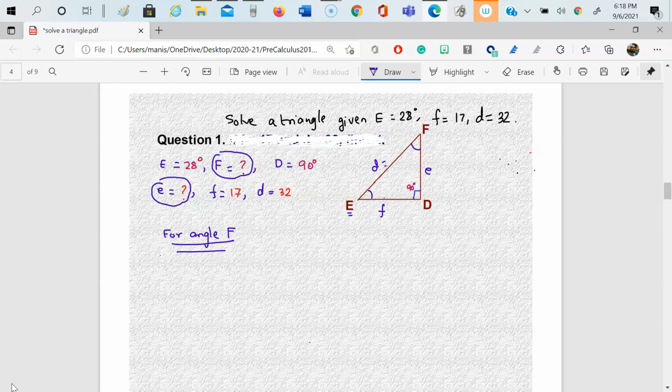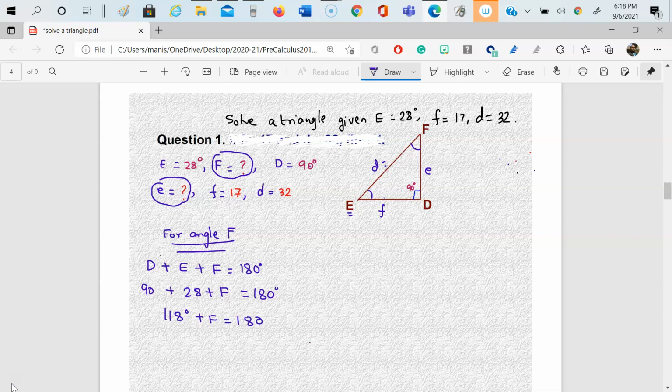Whenever you are finding an angle, you all know the angle sum property of a triangle. The sum of the three angles in a triangle is equal to 180 degrees. So this means angle D plus angle E plus angle F should be equal to 180 degrees. Do you know the value of D? Yes, I know from here it's 90 degrees, plus E is 28 over here. What about F? I do not know my F. I can use my calculator and add these two, so it will be 118 degrees plus F is equal to 180 degrees.